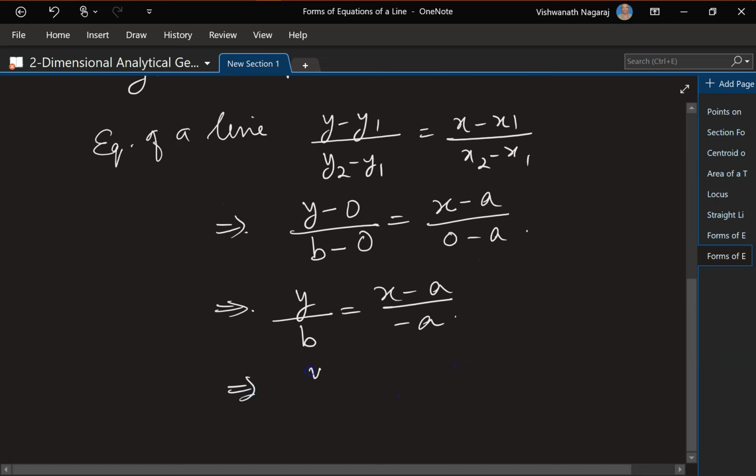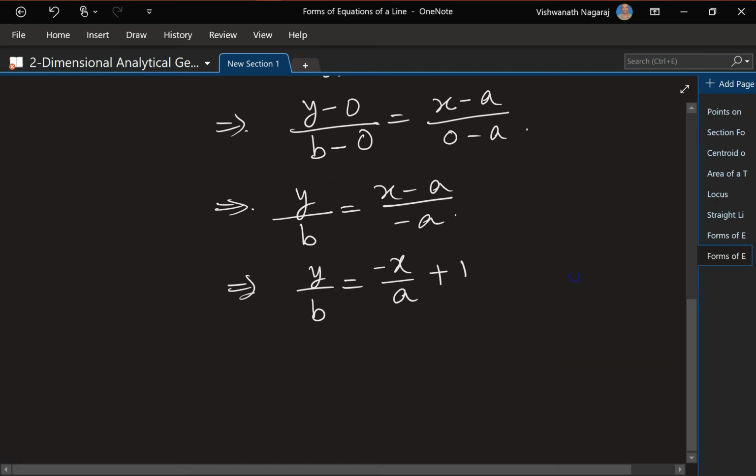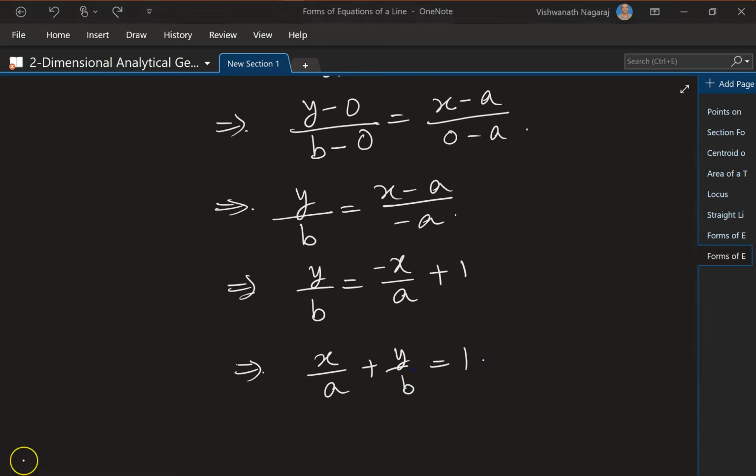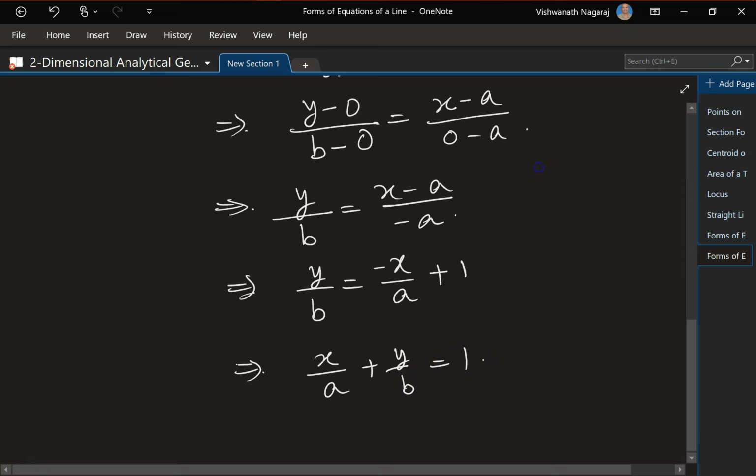Now let's split this, so this becomes x minus x by a, minus minus plus, so 1. Now let's bring that to this side, so this becomes x by a plus y by b equal to 1. Now remember, the equation from any other form can be converted to this form.